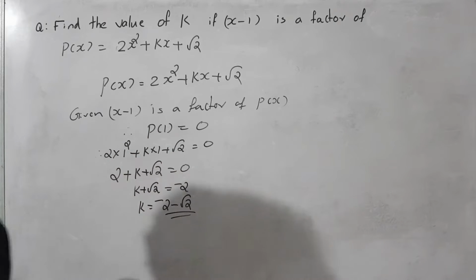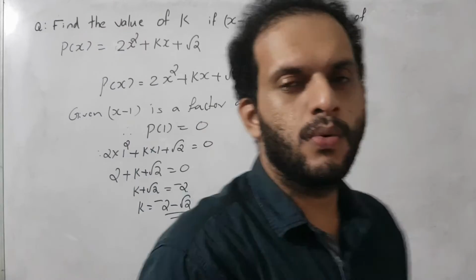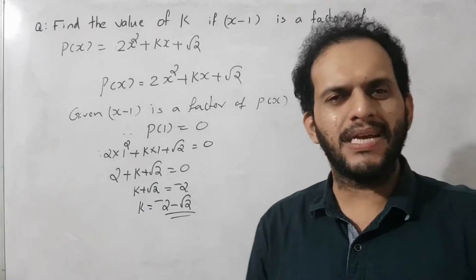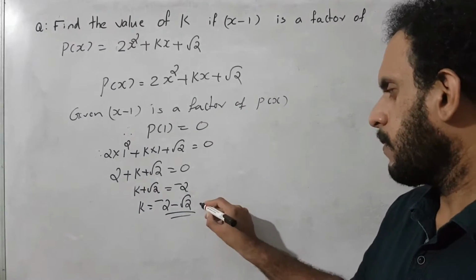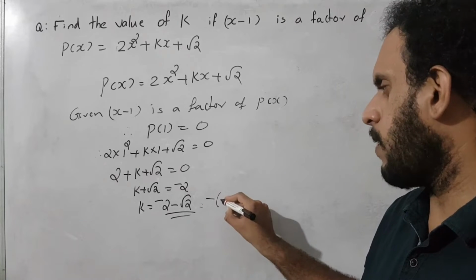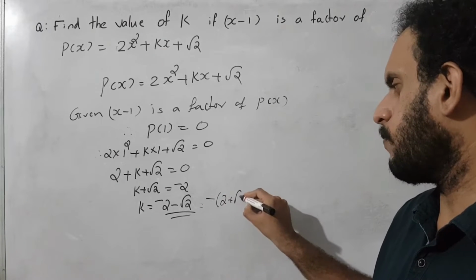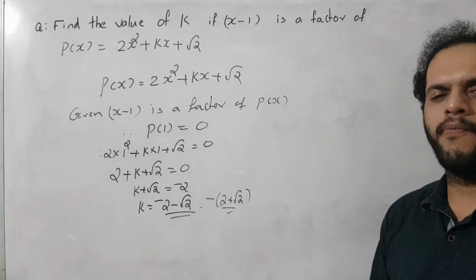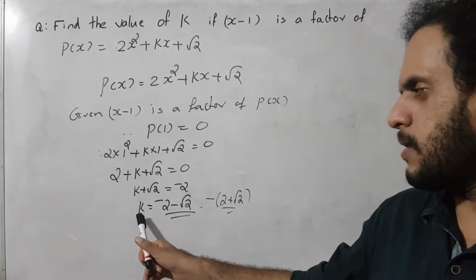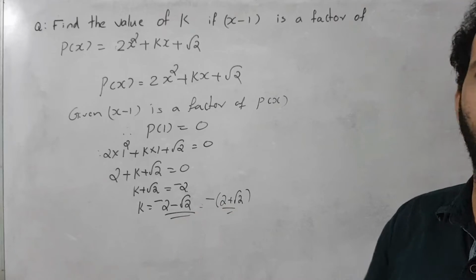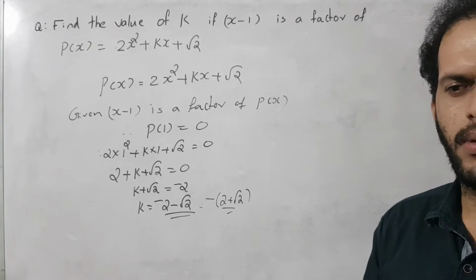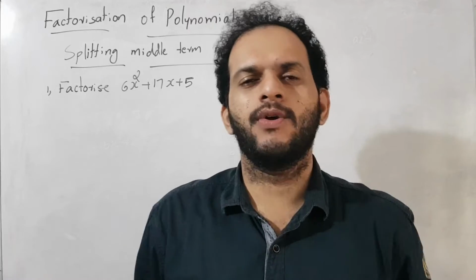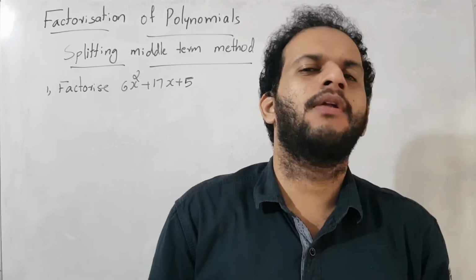So the value of k is equal to minus 2 minus root 2, or if we take the common minus out, then what we get? Minus of 2 plus root 2. That's also correct. Okay, k is equal to minus of 2 plus root 2, or k is equal to minus 2 minus root 2. Is it clear?